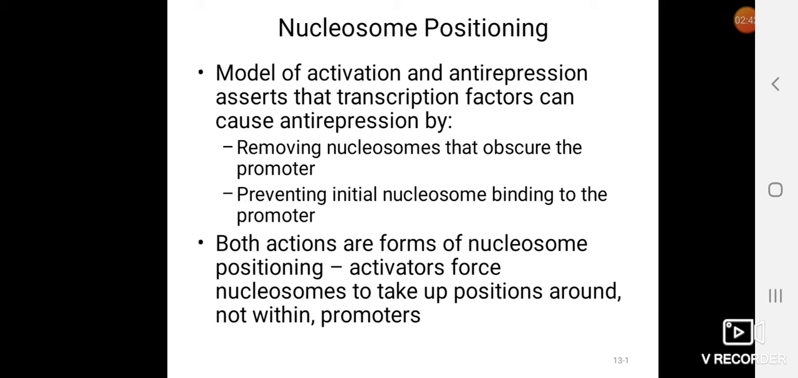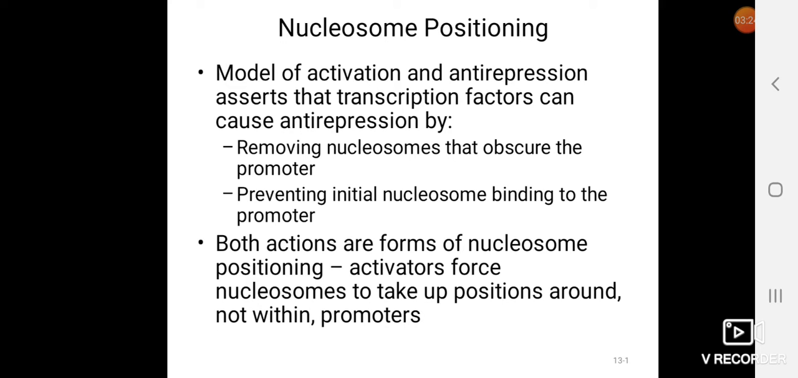meaning the promoters are set free from the nucleosomes, or it can also happen that the nucleosome is going to go away from that particular promoter region, which is going to lead to repositioning of the nucleosome and acts as an anti-repressive activity. Generally, this particular nucleosome is going to position itself back once the transcription is completed. So both the actions are forms of nucleosomal positioning.